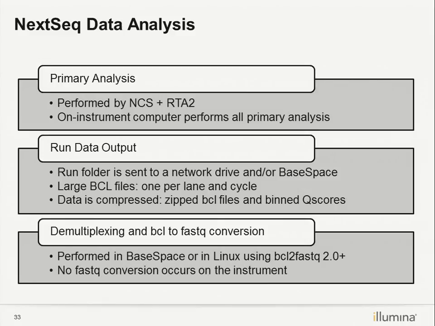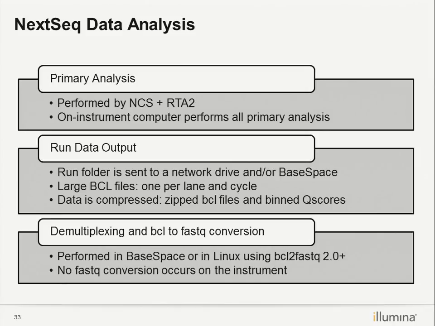Okay, so the data generated from the instrument is compressed. It's BCL files with binned Q scores. But don't worry, the BCL to FASTQ software is compatible with zipped BCL files, so you don't need to unzip every cycle. That's quite tedious, so it's compatible.